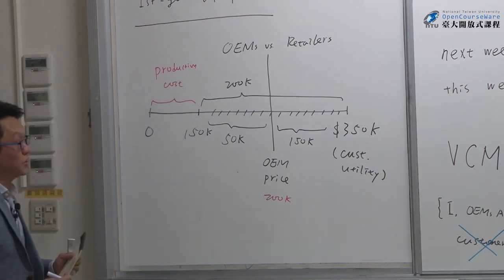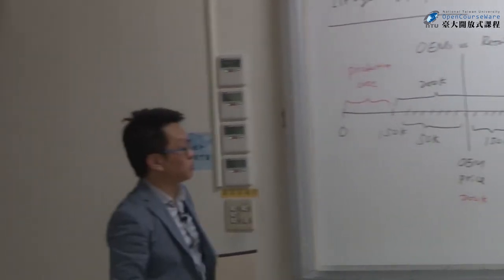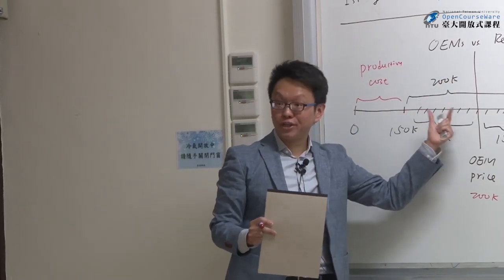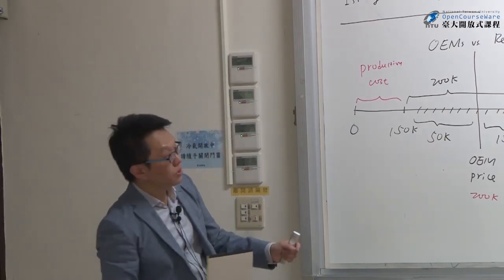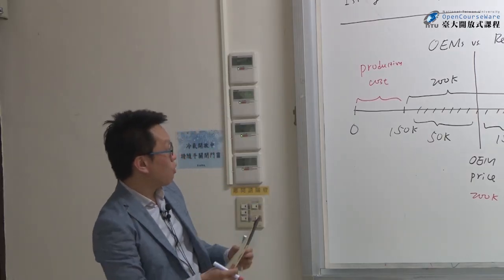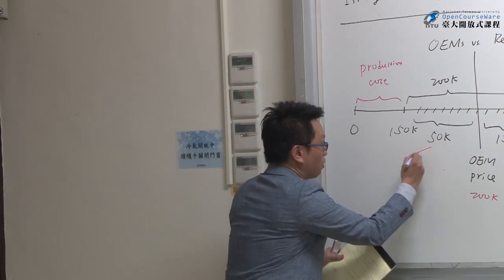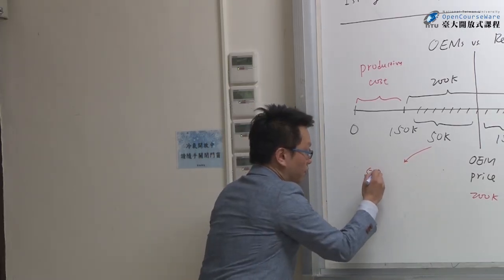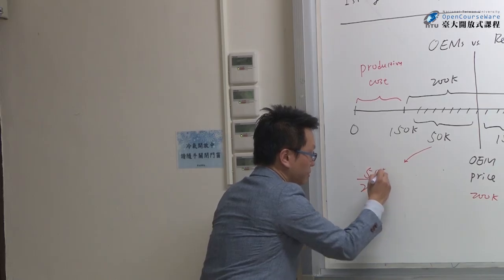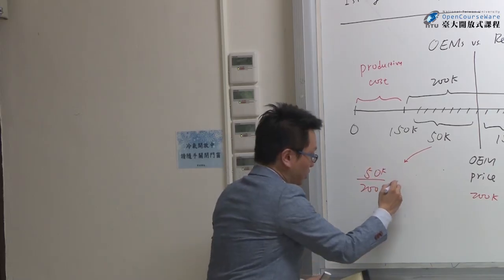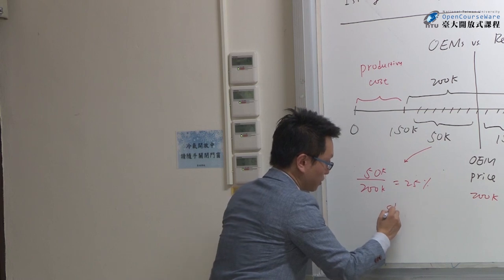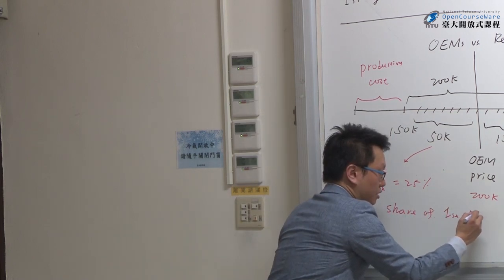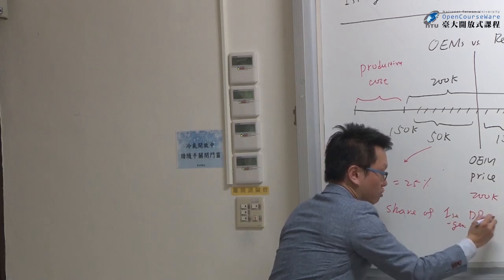In this value creation process of first generation DP product, the OEMs and retailer will bargain for the $200K range. And now we know the 50K will go to the OEM. So we want to calculate margin for OEM. Now 50 divided by 200, this will be 25% share of first generation DP product.